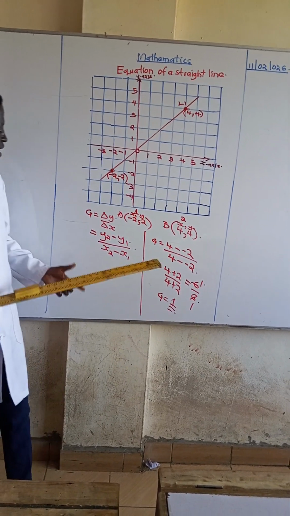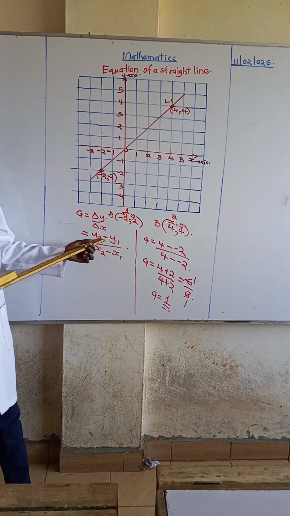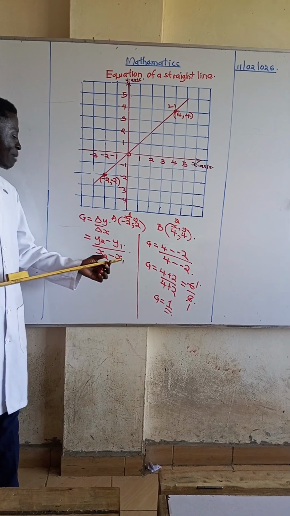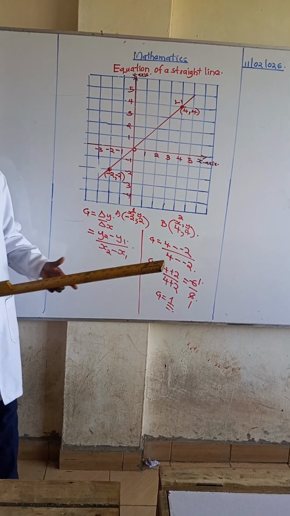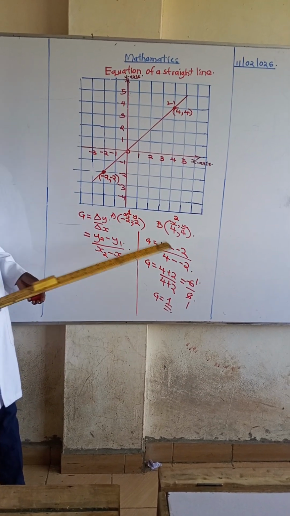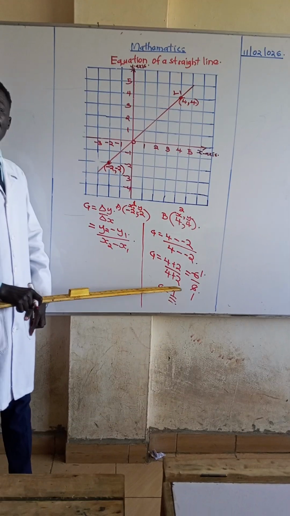So gradient is always calculated as change in y over change in x. So you start with the second y minus the first y over x2 minus x1. And it is very important for you to label the coordinates so that you are able to know what you are working with. So our gradient in this case is 1.